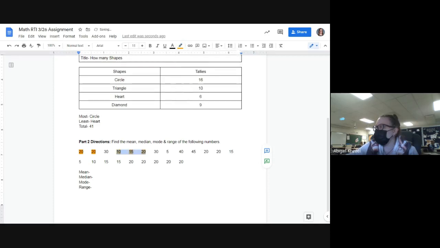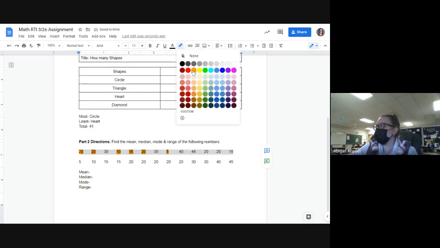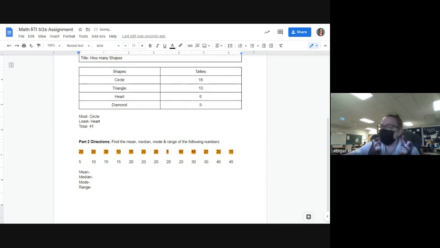What did I not put down yet? There was also 2 30s, 30, 30. And then there was a 40 and a 45. I think we got all those numbers. So that would have been Mrs. Kneifel's first step when she was doing this. I would have put them in least to greatest order. So you should have had 5, 10, 15, 15, 20, 20, 20, 20, 20, 30, 30, 40, 45.